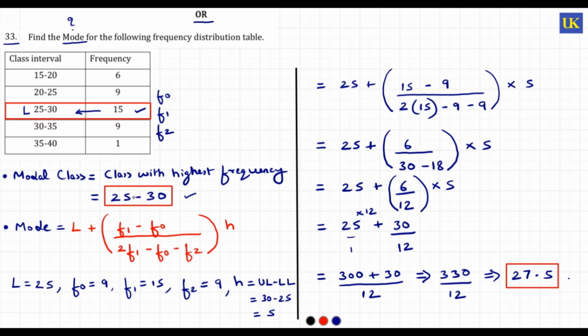So while finding mode, what we do is first we find the modal class, the class with the highest frequency. So 25 to 30 is our modal class, and then we have to find the mode using this formula here. And the answer is 27.5. This is our mode. So this completes our question number 33.